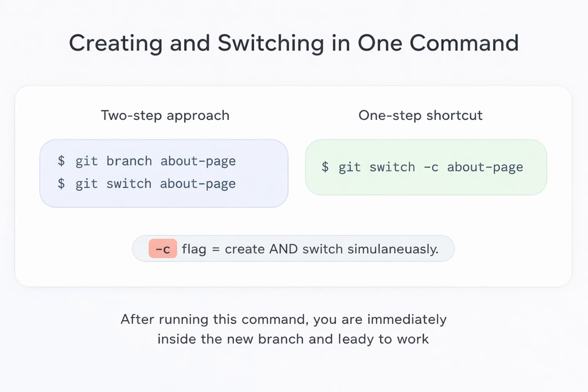There's a handy shortcut worth knowing. Instead of first creating a branch with git branch and then switching to it with git switch, you can do both in a single command, git switch -c followed by the branch name. The -c flag stands for create. So git switch -c About Page creates the About Page branch and immediately switches you into it in one step. After you press enter, you're already inside the new branch and ready to start working.